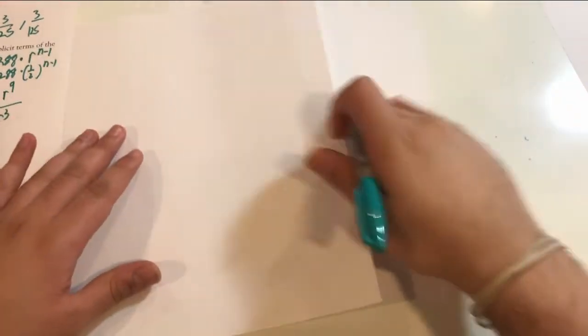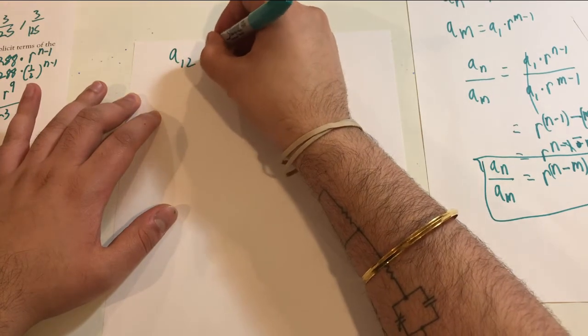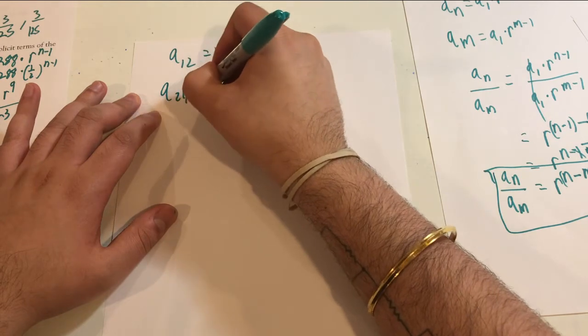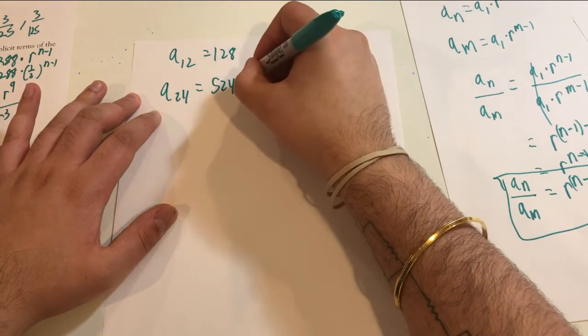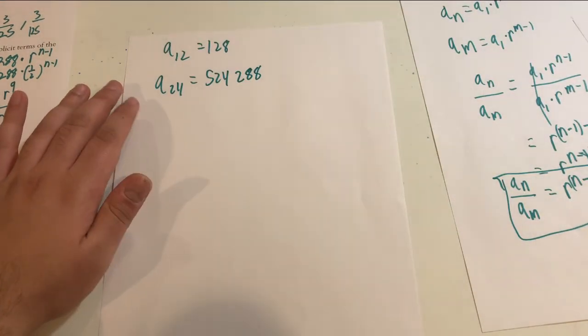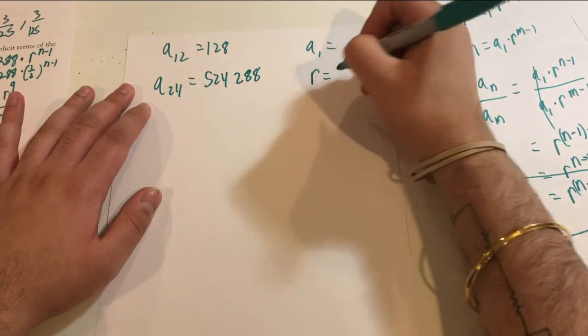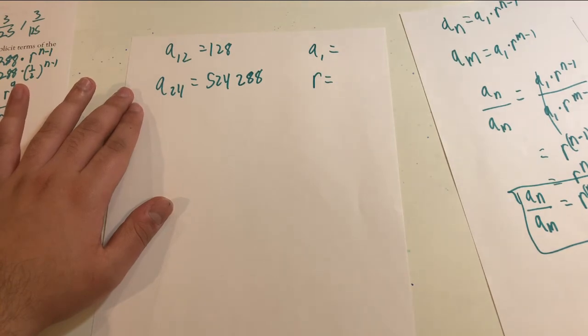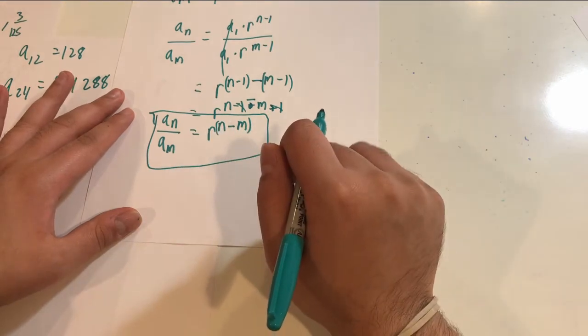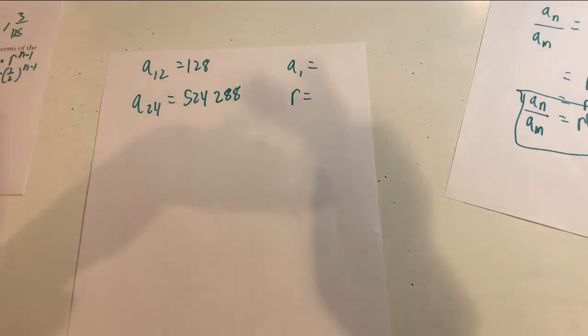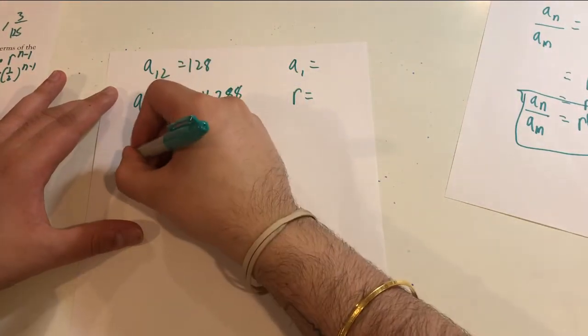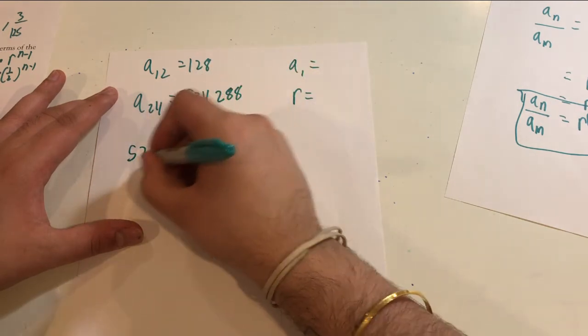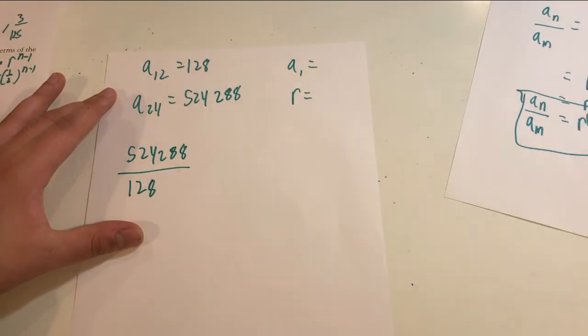So let's start there on part B. We have a sub 12 equals 128, and a sub 24 equals 524,288. So we want to write the explicit form. We want to find a sub 1. We want to find the common ratio. Nothing new there. And how do we do that? Well, let's now use this new formula we derived. It's going to be a sub n over a sub m, and the larger one is what I'll make that one. So 524,288 over 128. Just punching that in to simplify it, 524,288 divided by 128 gets us 4096.